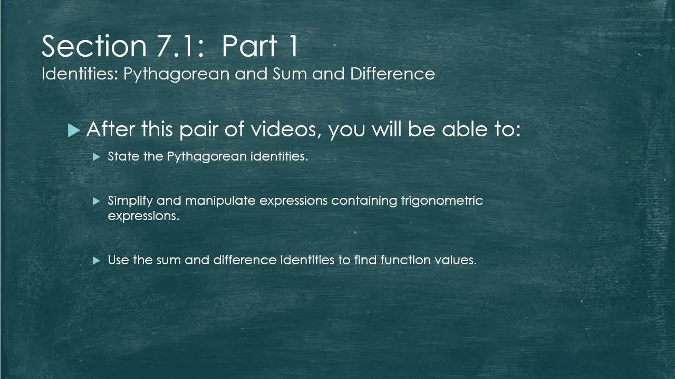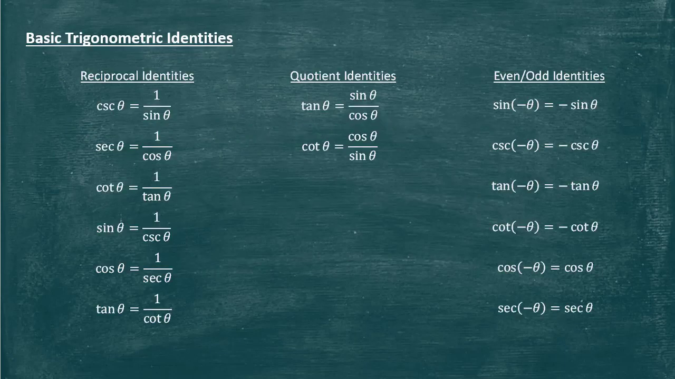So this one will mainly just focus on how to simplify and potentially manipulate different expressions that involve some of these identities, and utilizes a bunch of the substitution property. So we'll go ahead and start talking about the basic trigonometric identities you can see on the screen here.